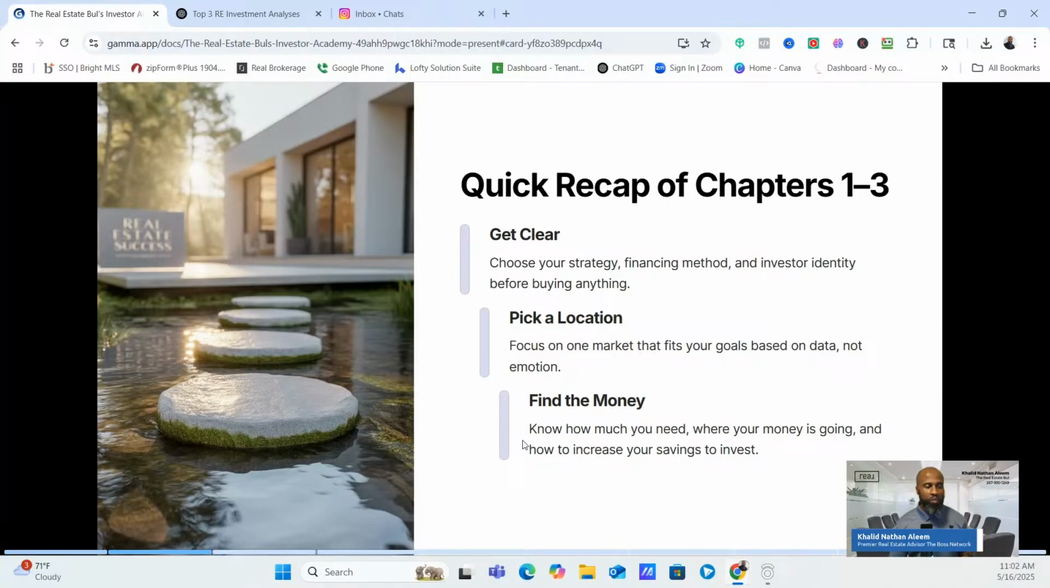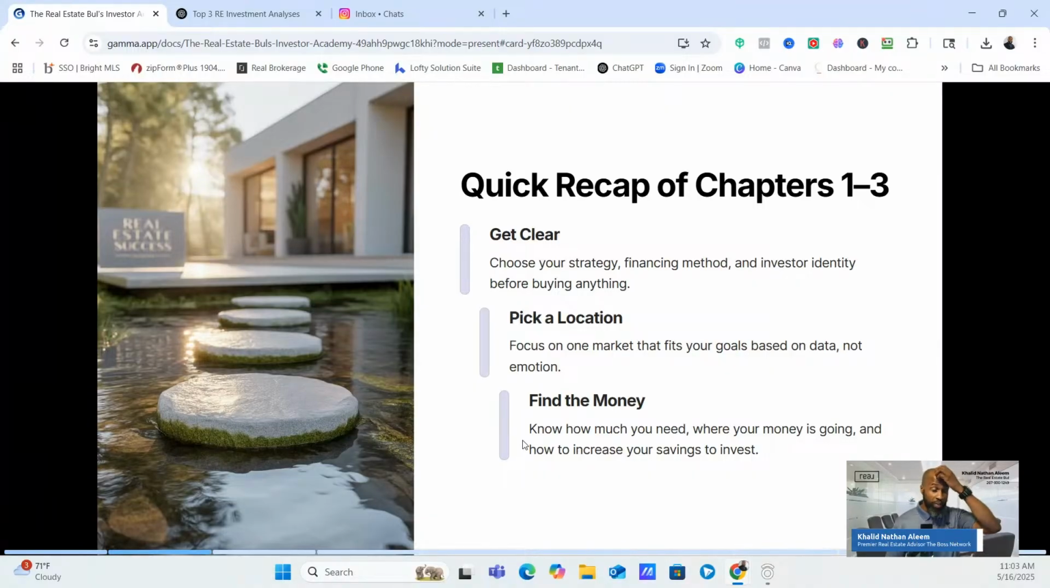Then in chapter 3, we talked about finding the money. Where are you going to get the money from? Know how much you're going to need. How much money are you actually going to need? I mean, what were some formulas in chapter 3? Also, where your money is going. Where is your money going to?